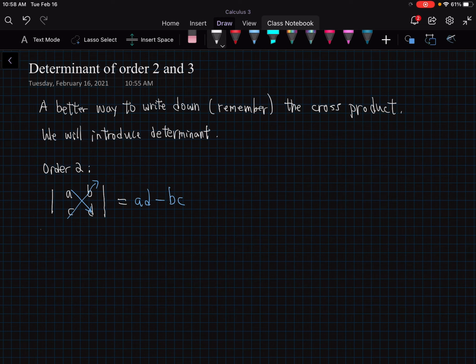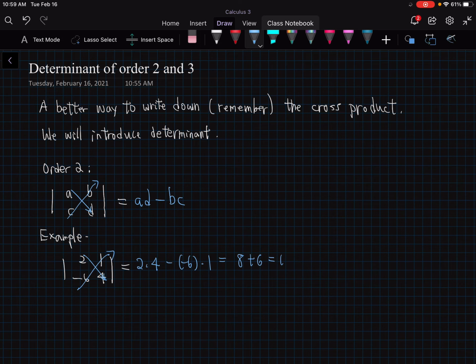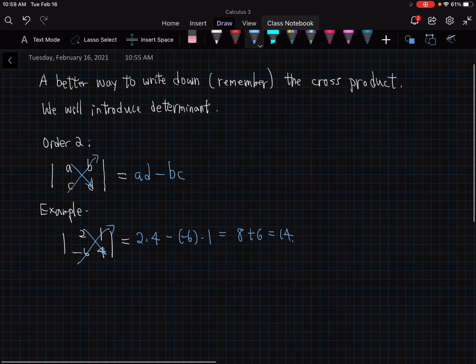Let's look at the example here. The example here will be 2, 1, 6, negative 6, 4. So the determinant of this will be 2 times 4 minus 6 times 1. So the answer is 8 plus 6 equals 14. So that's the determinant of this particular one.